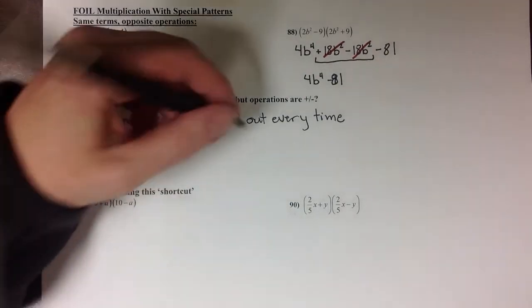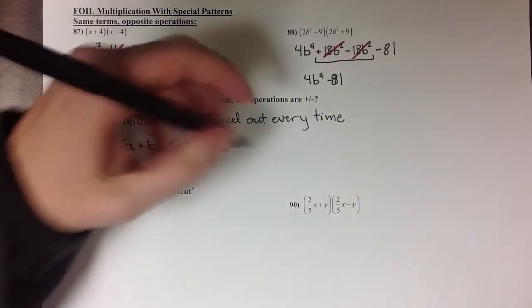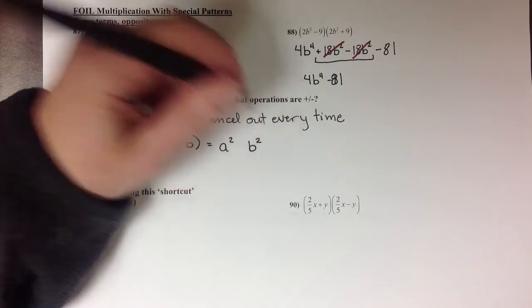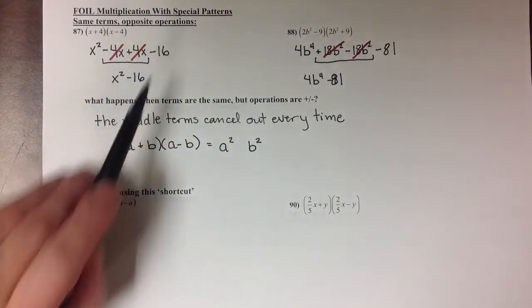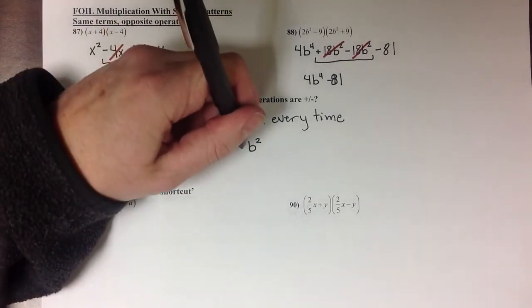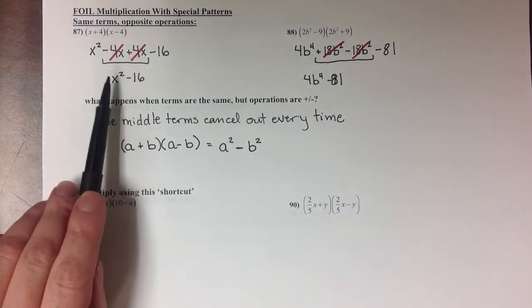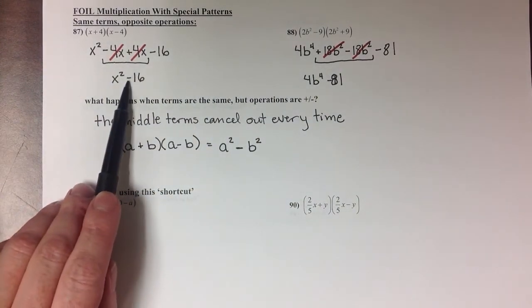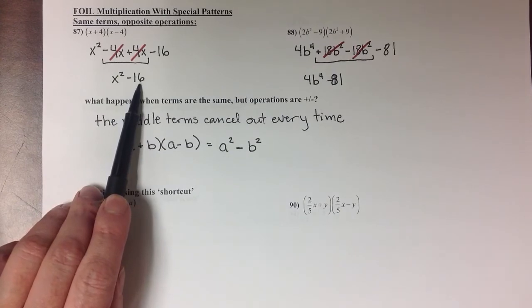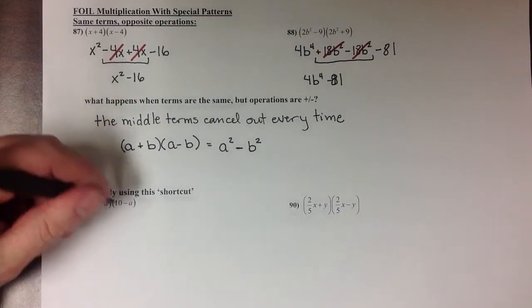Multiply the first terms, multiply the last terms, and then because this positive times a negative is always going to end up being a negative, you're always going to see that the final answer ends up being the first term squared minus the second term squared. First term squared minus second term squared. So that's our shortcut.